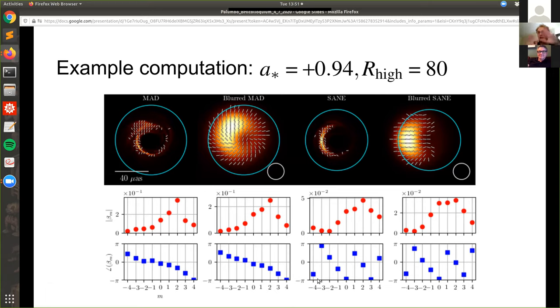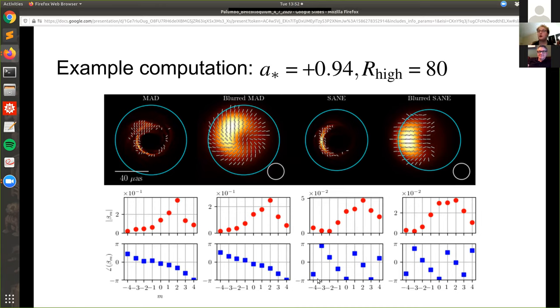Just for the same two example simulations I was showing earlier, blurred and unblurred, I've taken a fairly large circle, dropped it on the image, and computed these modes before and after blurring. There are a few patterns that show up. First of all, blurring generically depolarizes images, so we see that these amplitudes deflate as you blur. Higher frequency modes, so higher m's, will be deflated more by blurring.